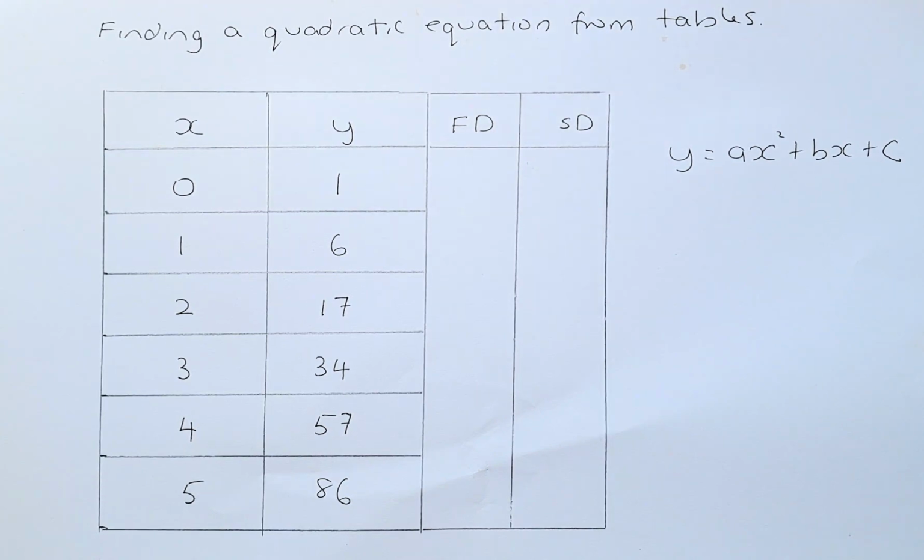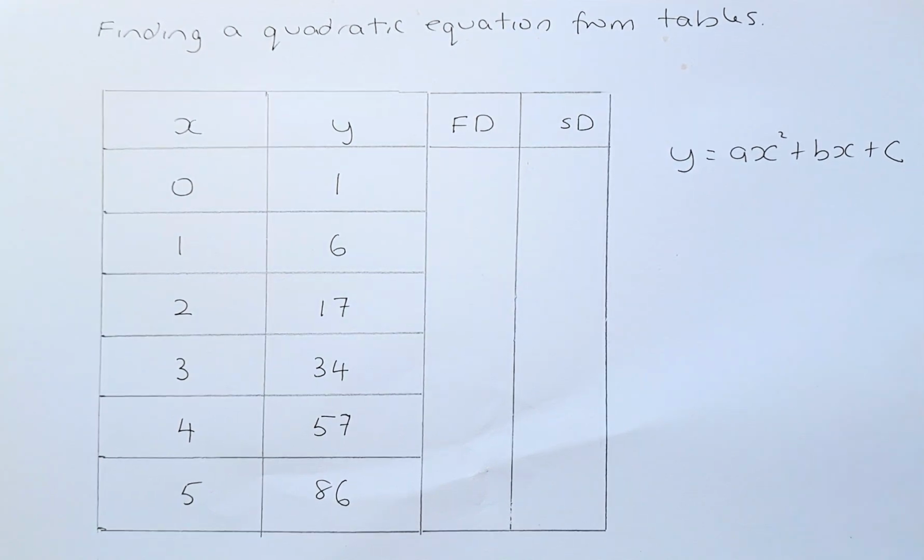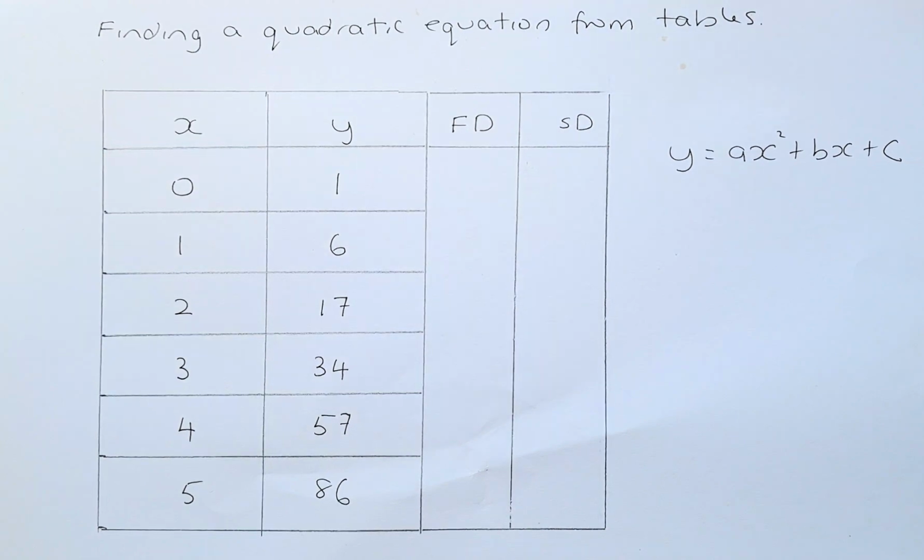If we have a table of x and y, where x has the values 0, 1, 2, 3, 4, 5, and y has the values 1, 6, 17, 34, 57, and 86, we are going to find a quadratic equation from this table. The quadratic equation has this form: y equals ax squared plus bx plus c.